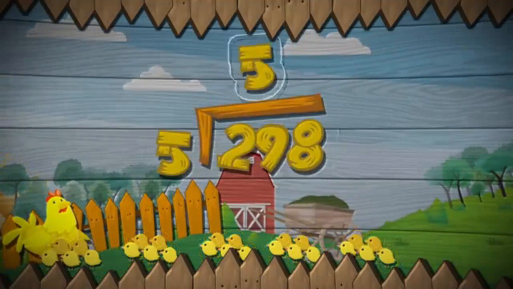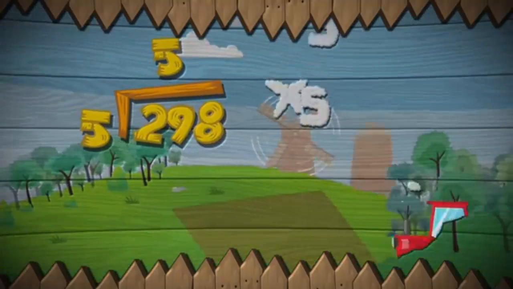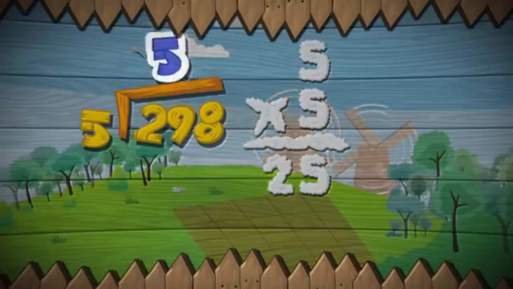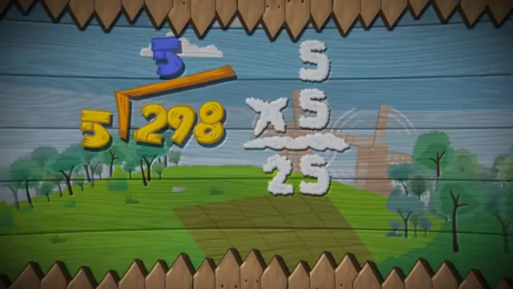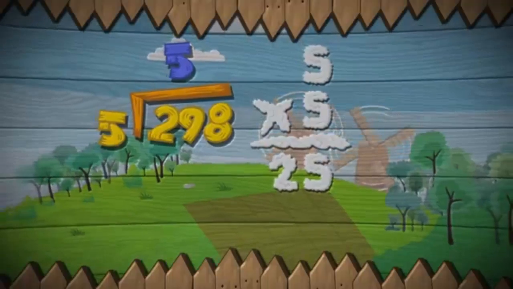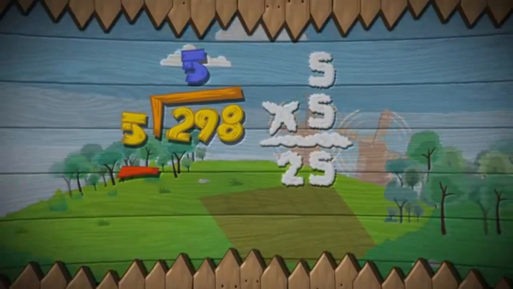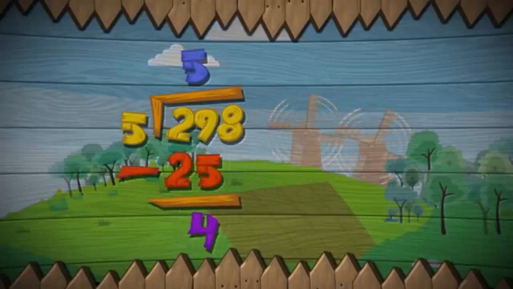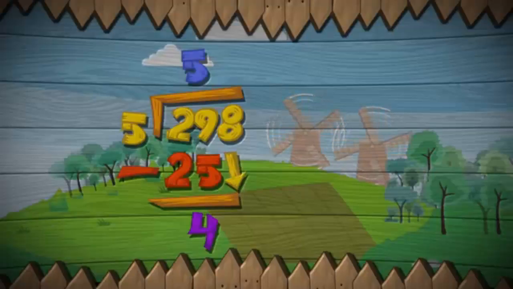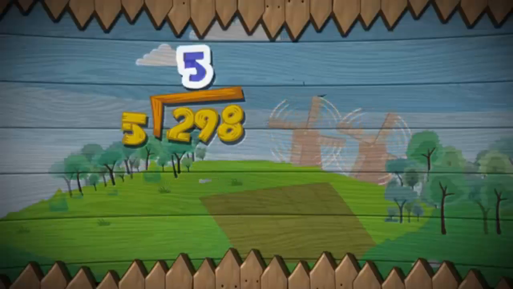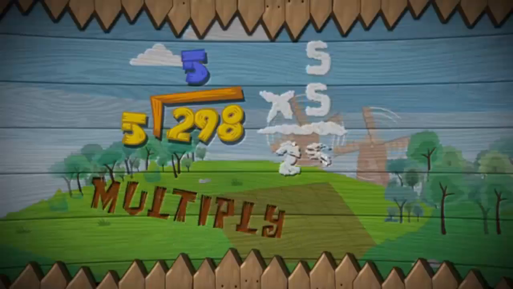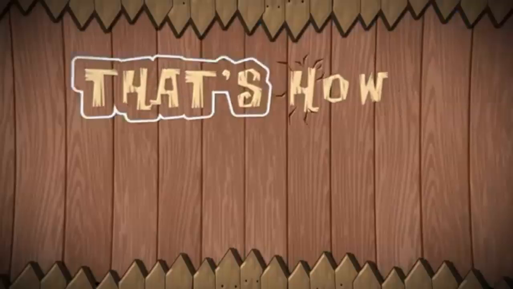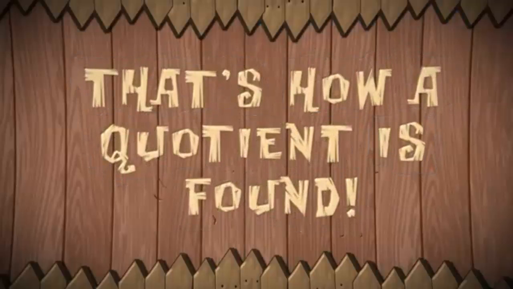Five groups of 5 are in 29. Their product is 25. Put that 5 above the line, on top of the 9. Then draw a subtraction sign and write the 25. The difference is 4 and there's one step more. Bring the 8 down next to the 4. Divide, multiply, subtract, bring down. That's how a quotient is found.